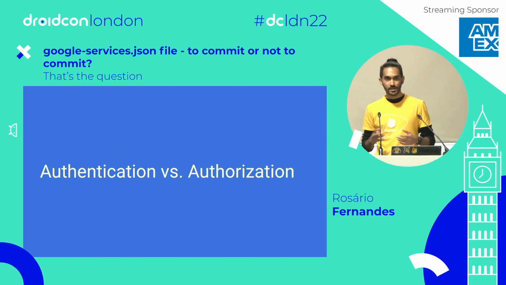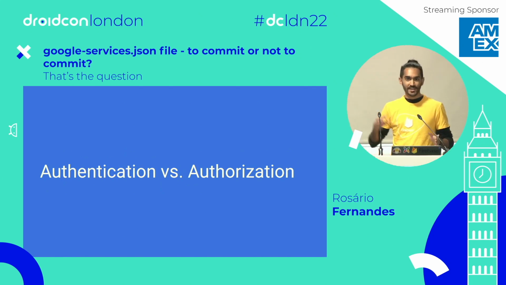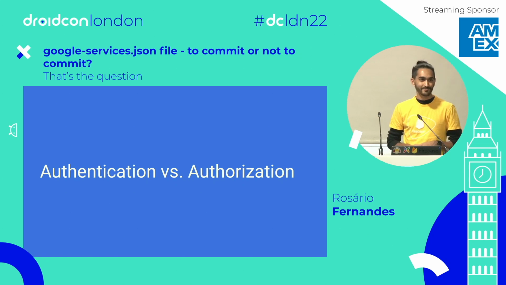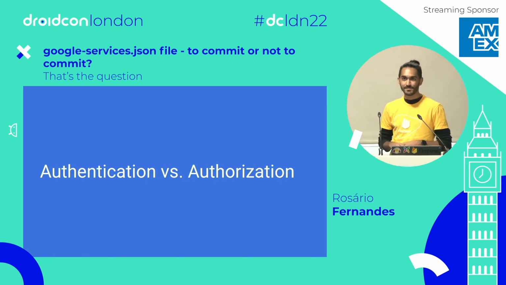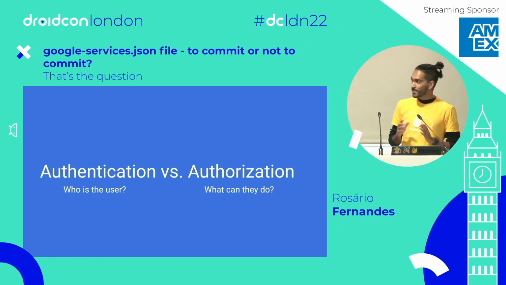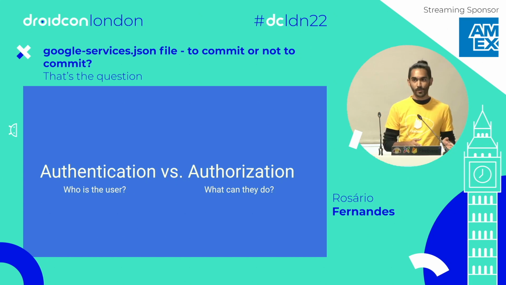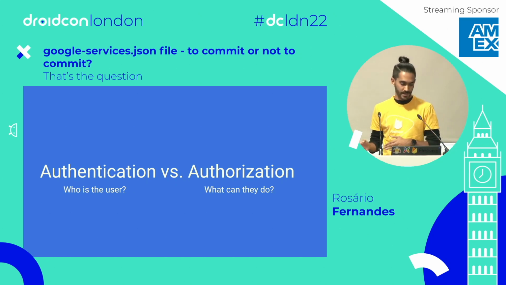Authentication and authorization. Now, does anyone know the difference between these two? Can anyone just shout really quick? Yes? No? One's who you are, one's what you can do. Who you are versus what you can do. Exactly. Thank you so much. So, authentication is who is the user, and authorization, what can the user do in your app.